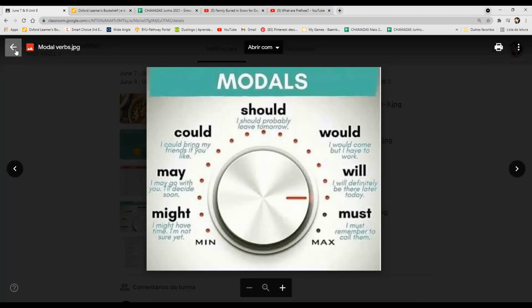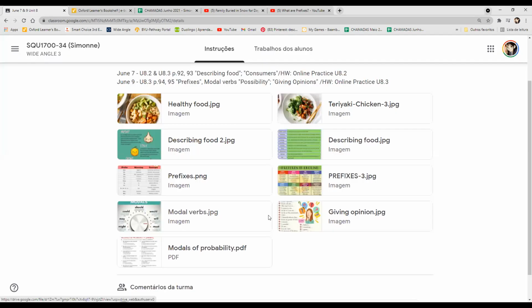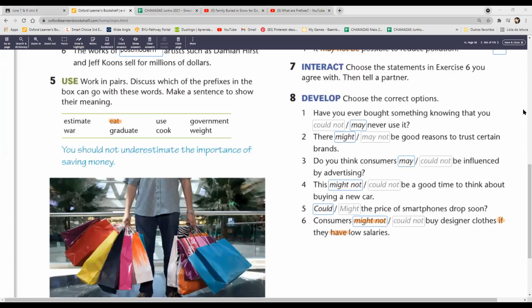So I don't know if that will help you understand, but if not, there are some other things here about modals. Yes, I posted a worksheet for you, modals of probability. It's a PDF, okay? By doing this activity, you will feel more comfortable because it's multiple choice. You don't have to write, okay? So you can write down the answers in your notebook and then check here because it has the answer key, okay? All right, let's go back to our book again.